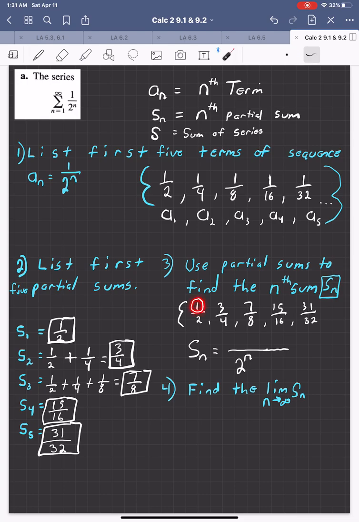the first numerator, right? Notice that 1 is one less than 2, the denominator. 3 is 1 less than 4. 7 is 1 less than 8. 15 is 1 less than 16. Do you see how it's always minus 1? Right? So it would be what minus 1?